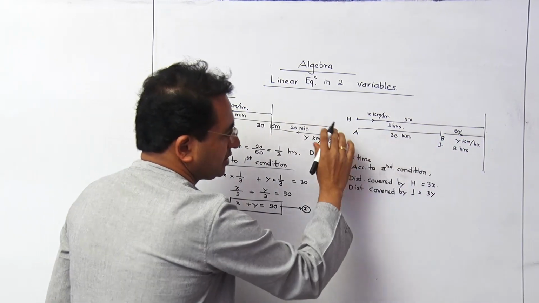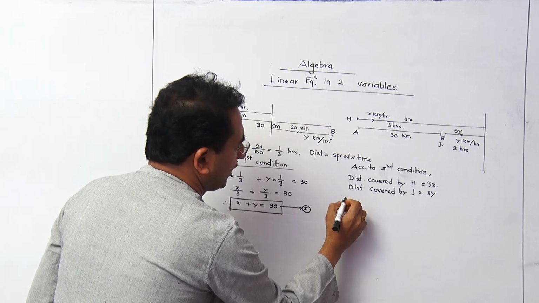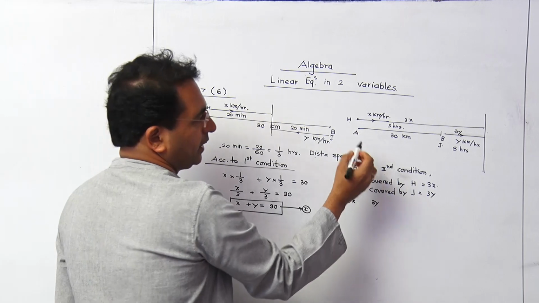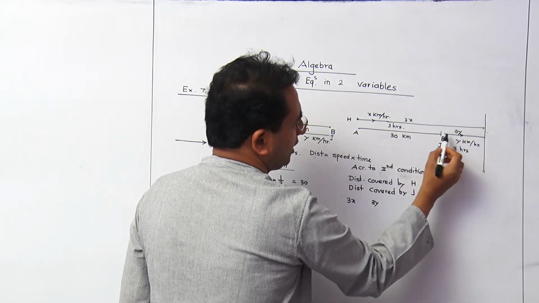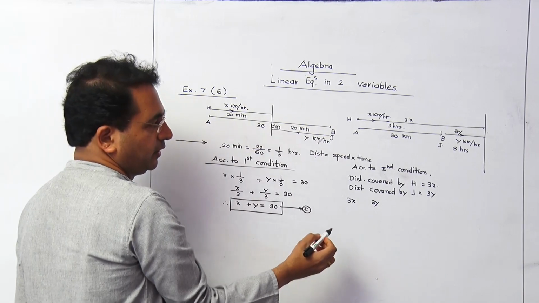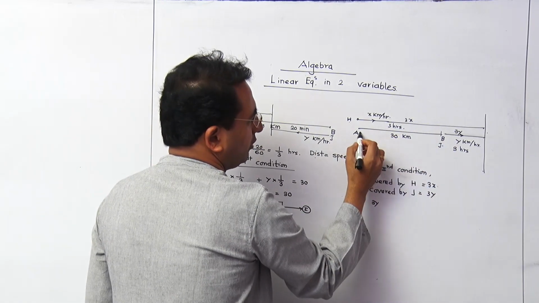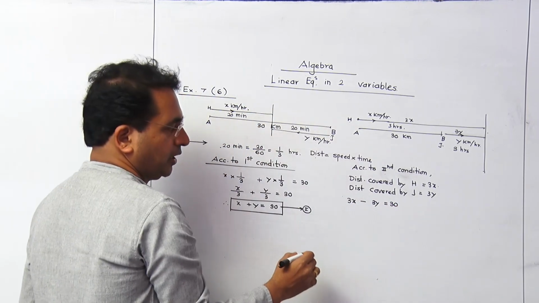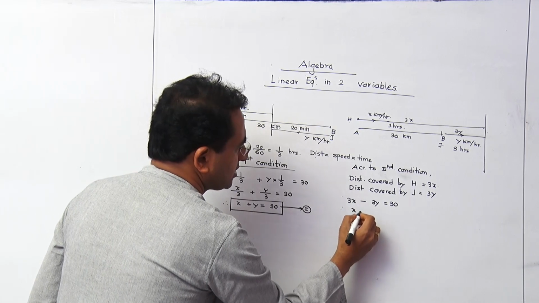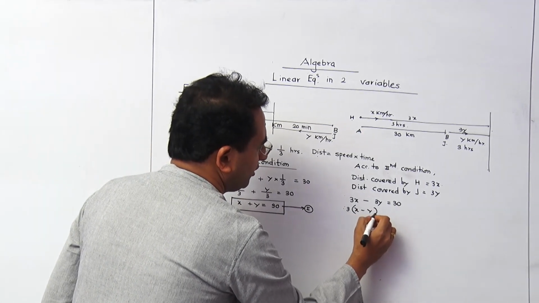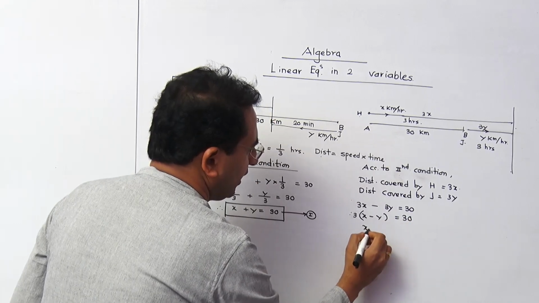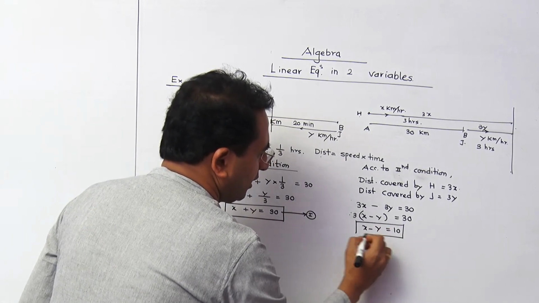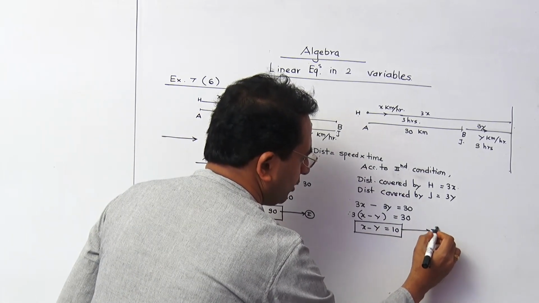So if you see, it's easily clear from the diagram. So the second condition states that 3x and 3y are the two distances. 3x is the distance covered by Hamid and 3y is the distance covered by Joseph. The difference between the distances covered will always be the distance between A and B. So that is 3x minus 3y equal to 30. Therefore we can take 3 common: 3(x minus y) is equal to 30. So x minus y is going to be 10. This is the second equation, which is numbered as 2.